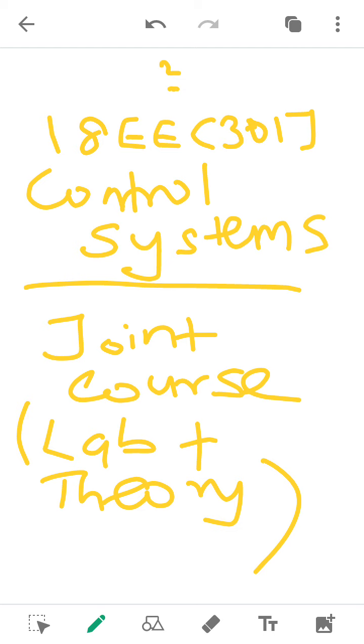By this time, you must have learnt about the subject code. Anyways, for your information again, the subject code is 18EEC301J. The name of the subject is control system, and my name is K. Shubha Sharmini. And this is a joint course, as you all know. So it will be a combo of lab and theory, and it is mandatory that you appear for final exams for both lab and theory without fail, and it is mandatory that you have to pass in both the components.